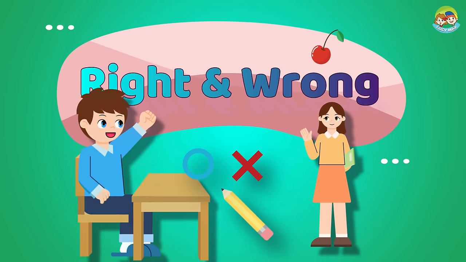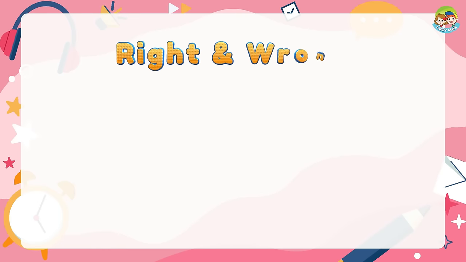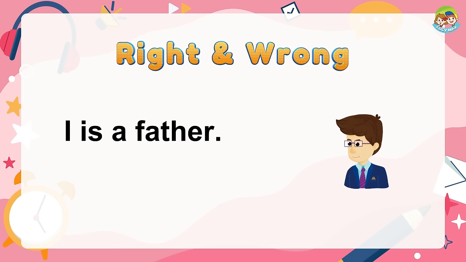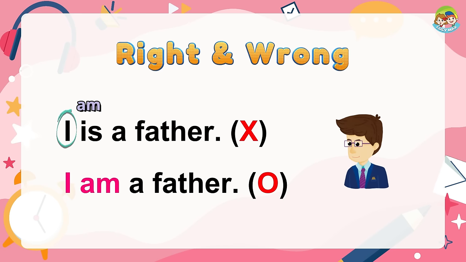Right and wrong. Now let's look at the right and wrong section. The first one says, I is a father. This is wrong because the pronoun I is used with am. I am a father.